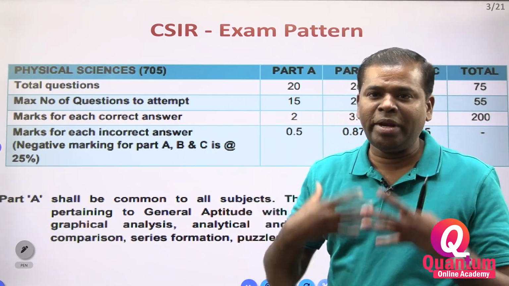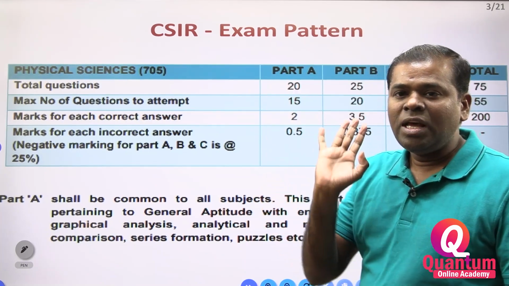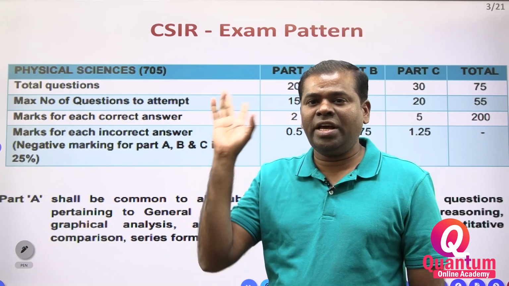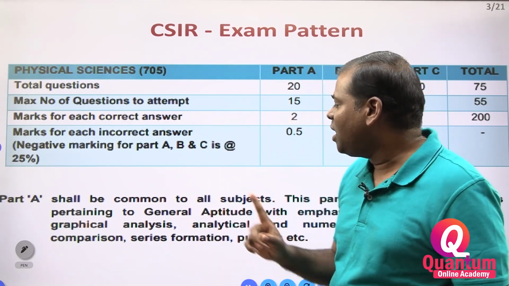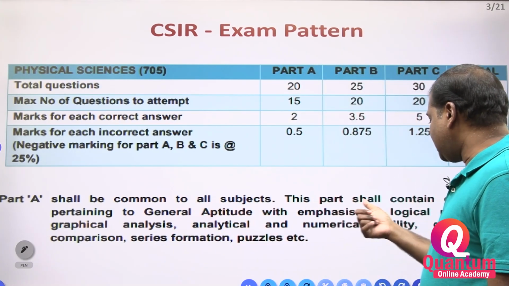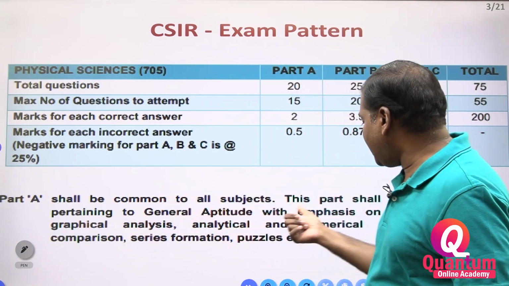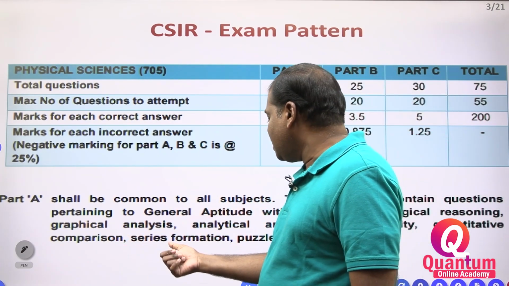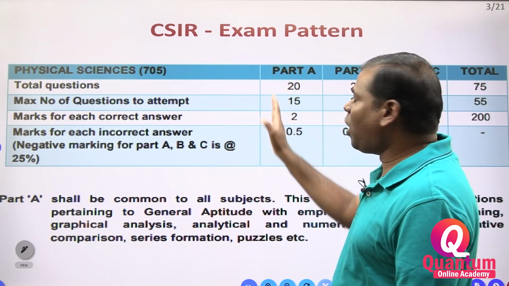Already I have told you many times, I am introducing the CSIR exam pattern. This exam pattern has 3 sections: Section A, Section B, Section C. Section A belongs to general aptitude, with emphasis on logical reasoning, graphical analysis, analytical and number ability, quantitative comparison, series formation and puzzles. Okay, this is part A.